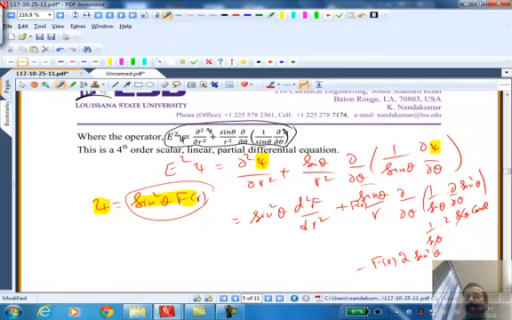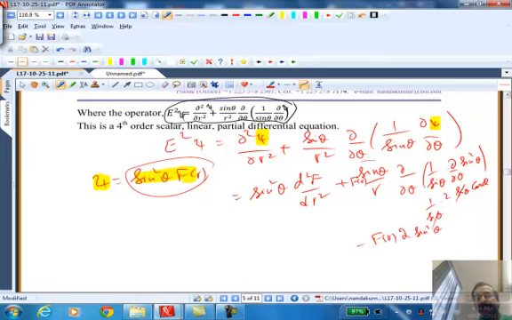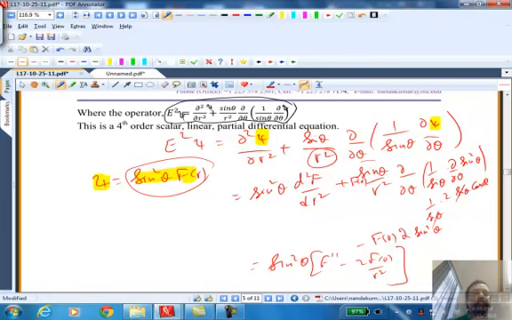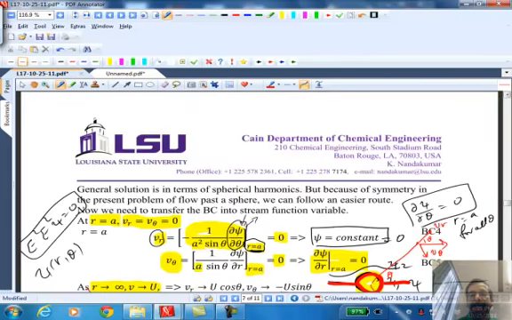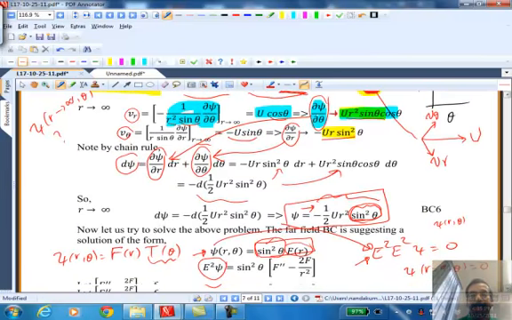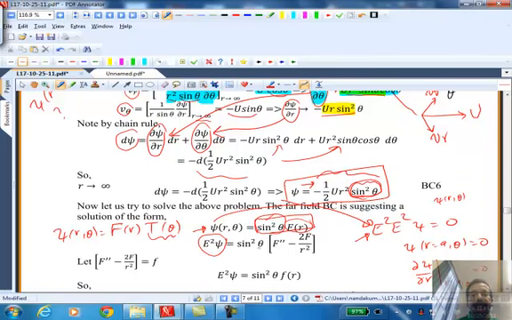So that way you will get the sine square theta that comes out as a common factor times f double prime minus 2 f of r. I think there is an r square I missed somewhere, right? Over r square, because the r square is here. And that's what I'm showing without all these steps. So E square psi is simply sine square theta times f double prime minus 2f over r square.